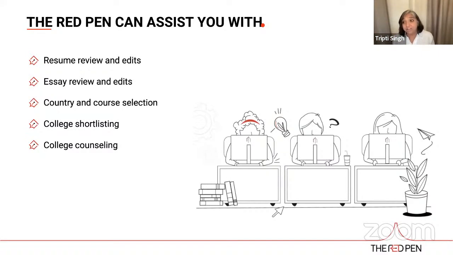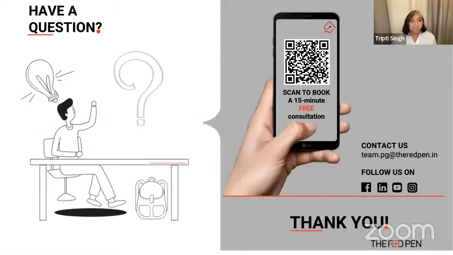If fall 2023 is what you're looking at, you should have started 2 months ago. If you're looking at spring 23, it's never too late. Go ahead and start working on your application systematically. You'll get there, right? I am going into the Q&A section now.